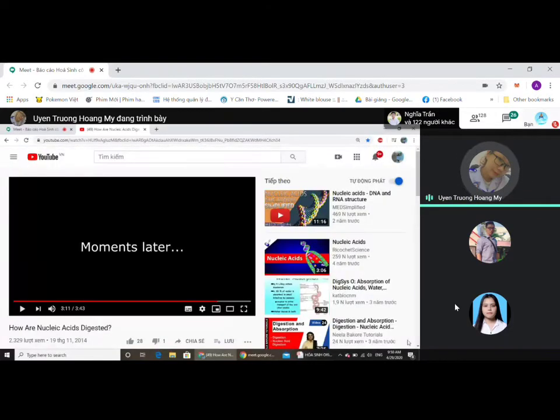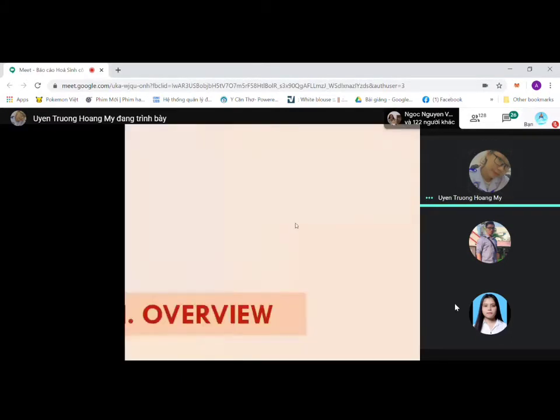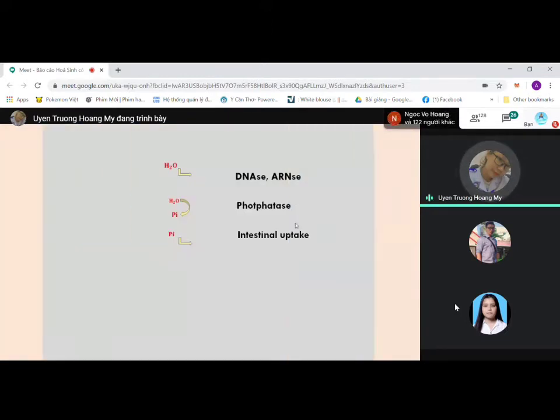Okay, that's the overview of digestion and utilization of nucleic acids. We continue. Nucleic acids have nutritive value mainly because of the sugars they contain, namely ribose and deoxyribose.